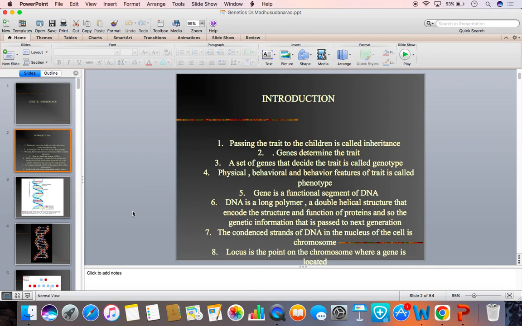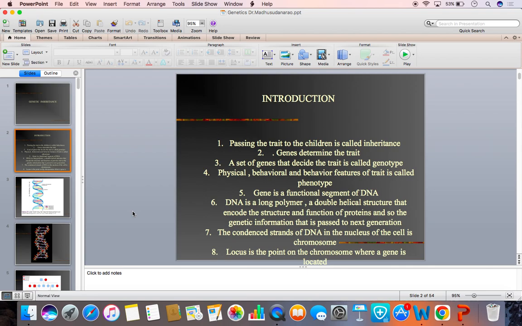The condensed strands of DNA in the nucleus of the cell is chromosome. Where are the chromosomes? Chromosomes are located in the nucleus of the cell. They are formed by the condensed DNA molecules, maybe thousands or millions of DNA molecules condensed together to form the chromosome in the nucleus of the cell. You got it?